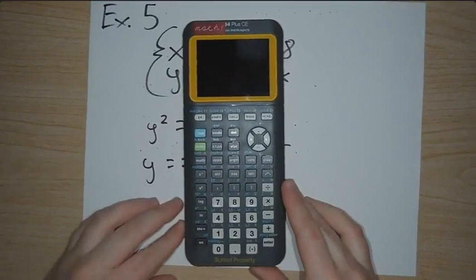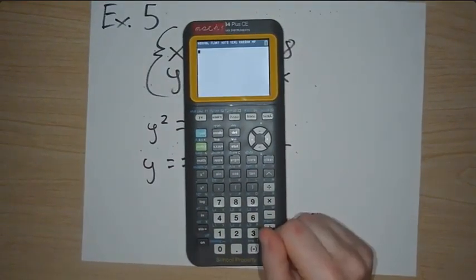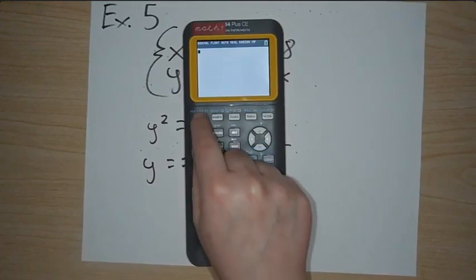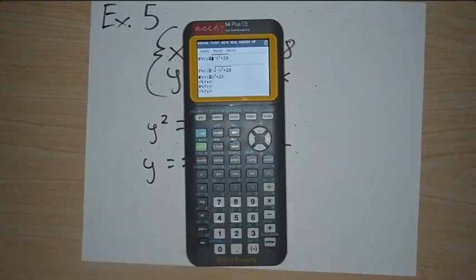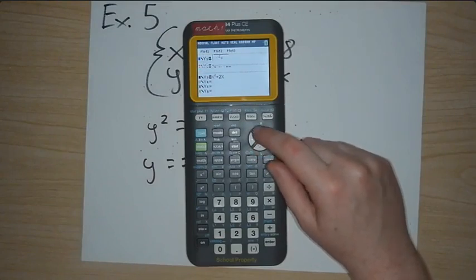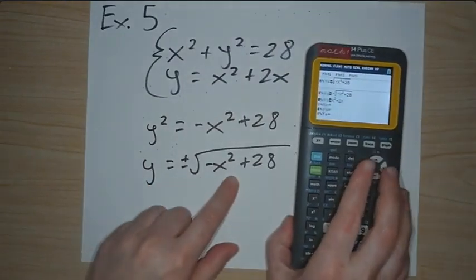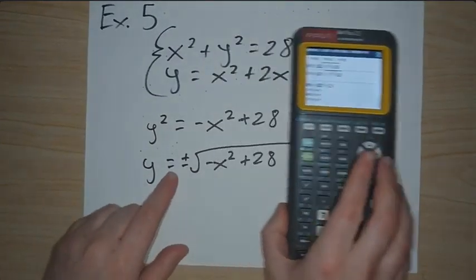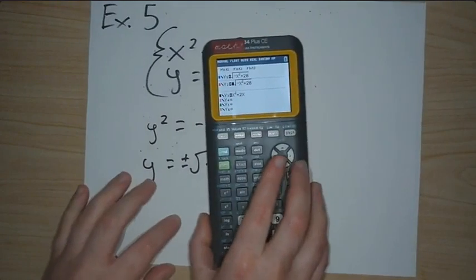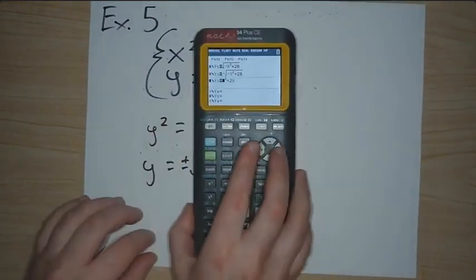So, turn it on. We're going to go into our y equals, which is this top button up here, and then we're going to put in our y's. We're going to have three equations we put in. The first one is the positive of this equation. The second one is the negative of this equation. And the third one is this equation up here.